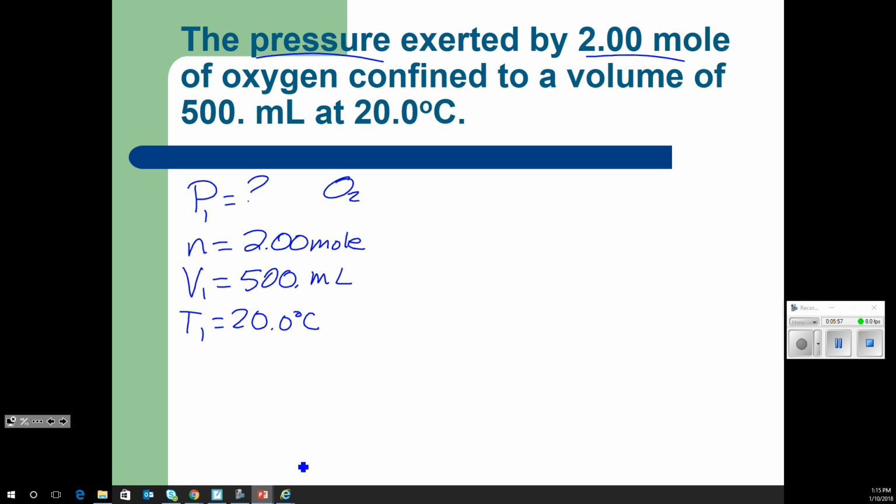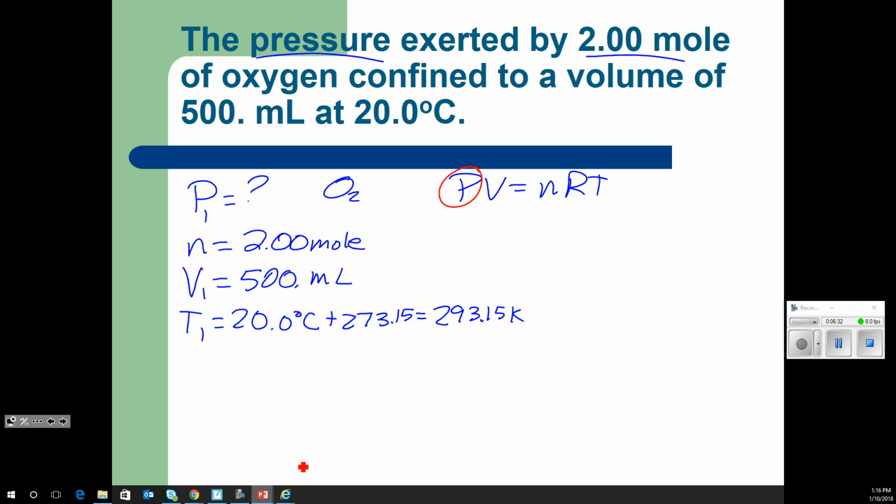Right there I stop and say temperature always has to be in Kelvin, so I add 273.15 and I get 293.15 Kelvin. What law do I have? Well, this one's going to have to be the ideal gas law because all the other laws I need 2 of something, 2 pressures, 2 volumes, 2 temperatures. I only have 1 of each. So it's going to have to be the ideal gas law, PV equals nRT. And we are looking for pressure.